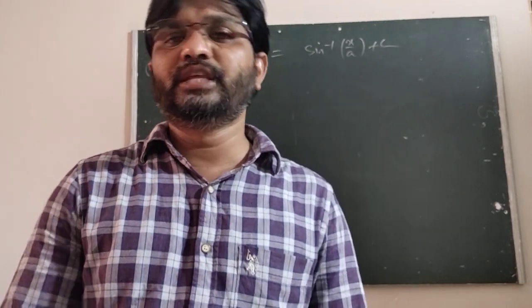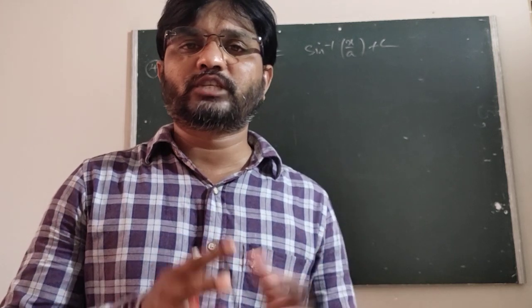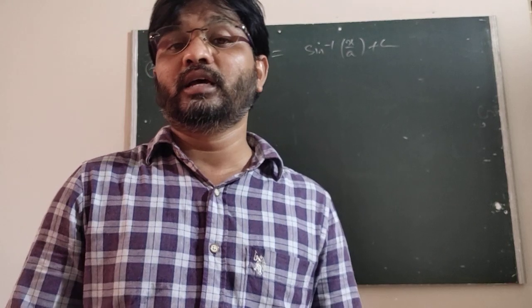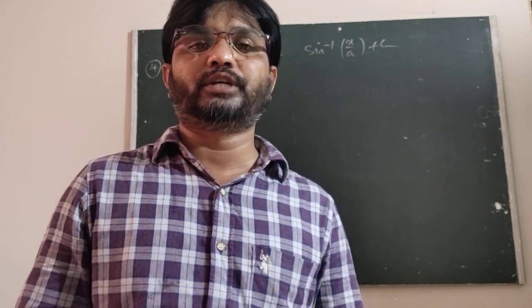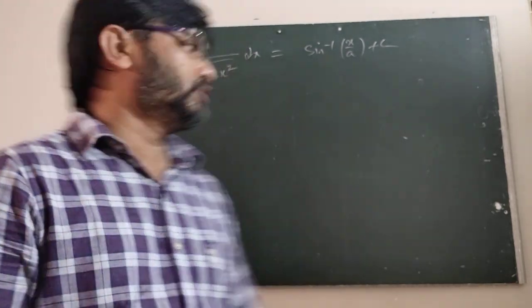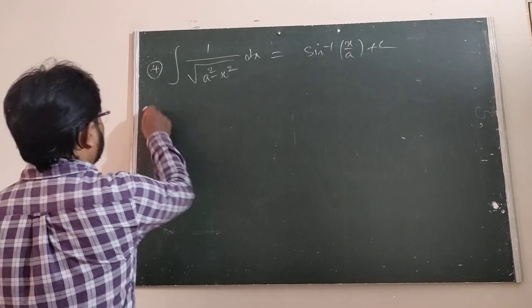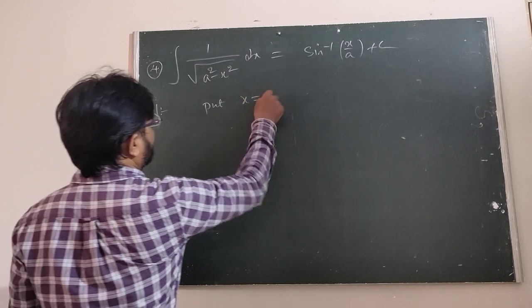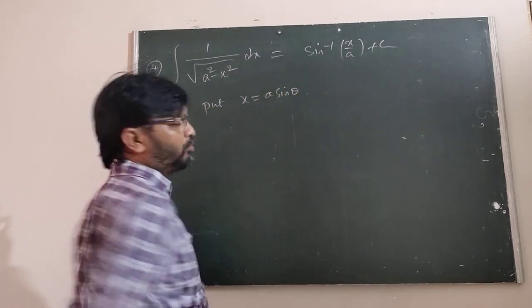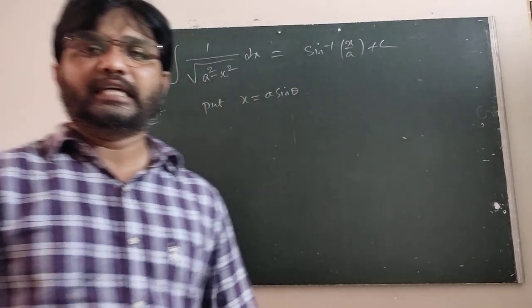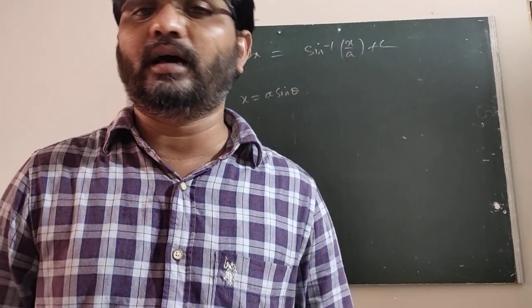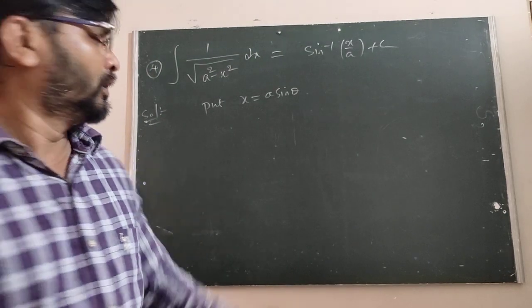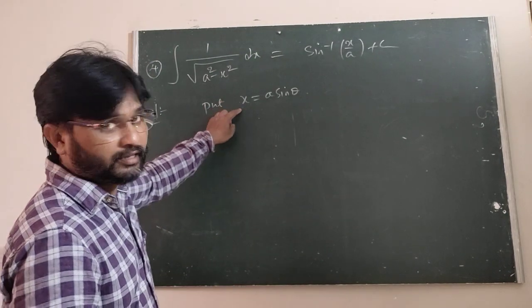We know that in the case of under root a square minus x square, the standard substitution is x equal to a sin theta. The suitable substitution in this case is x equal to either a sin theta or a cos theta. Now we are taking the differentiation.